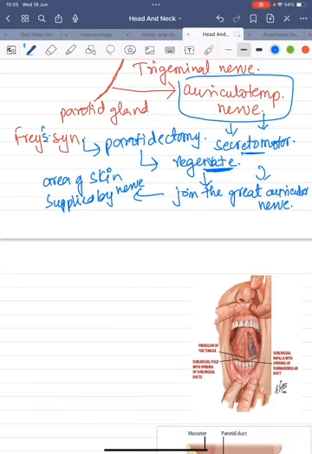So whenever the person is going to eat something, there will be sweating in the region supplied by which nerve? Auriculotemporal nerve. So it is also known as Frey's syndrome. It is also known as auriculotemporal syndrome. Okay, clear to everyone?